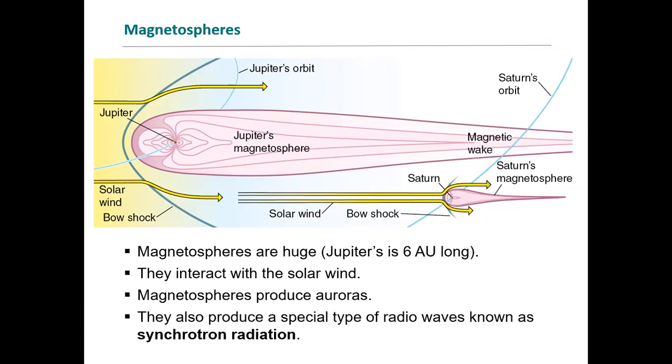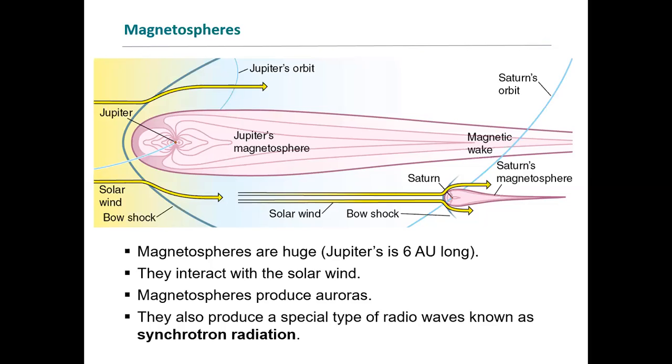So the magnetospheres are huge. For instance, in Jupiter's case, it's 6 astronomical units long. And remember, it's only 5.2 astronomical units away from the sun, whereas Saturn's just over 9. So you can see that clearly the magnetosphere of Jupiter is smoking Saturn all the time.